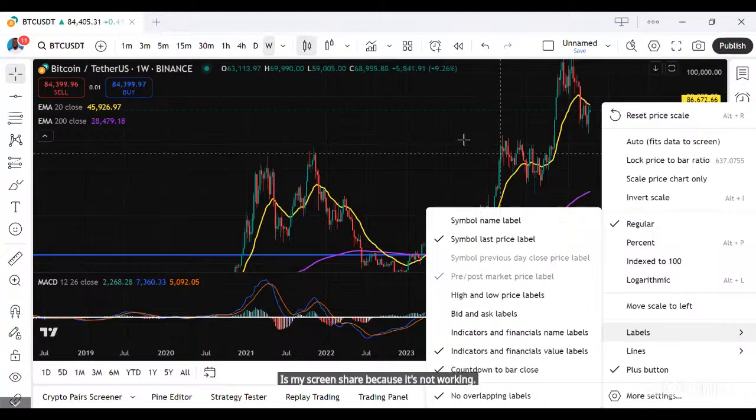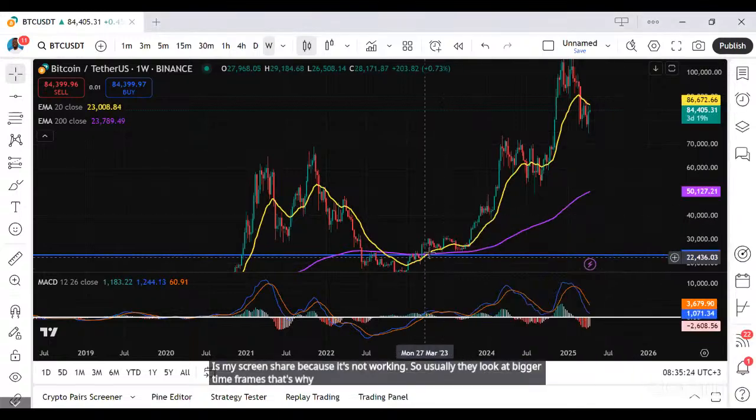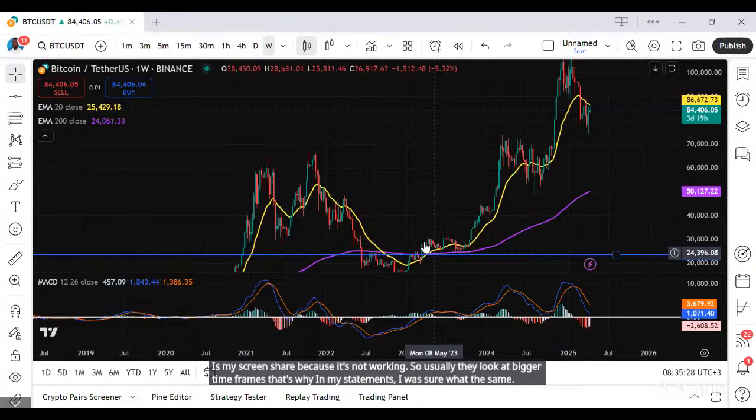So usually they look at bigger time frames. That's why in my statements, I usually say that the market is on an uptrend.